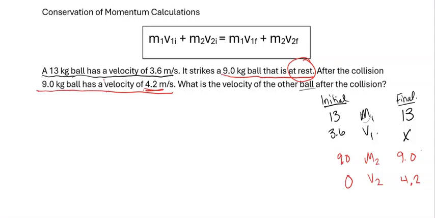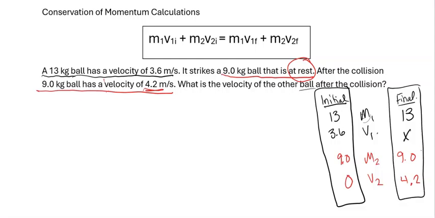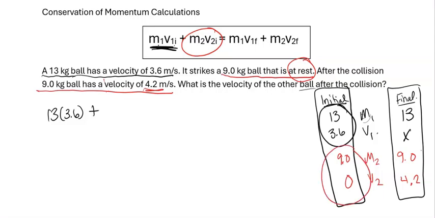Once I get my information separated like this, what you need to recognize is that the values in the left-hand column will all go together on one side of the equation, and the values in the right-hand column will all go together on the other side of the equation. So if I look at my first part of my equation, it says take mass 1 times the velocity 1 initial. So that's going to be these two values right here. So I would have 13 times 3.6. Okay, plus, and then it tells me to take mass 2 times the velocity 2. So that would be 9.0 times 0.